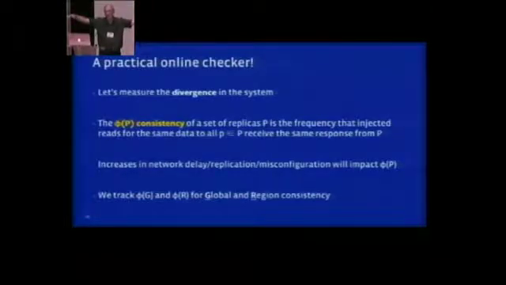And then you simply monitor whether any of these caches deviate, so they don't have the same value. This is what we call phi-p consistency. And what we'll see is that an increase in network delay, replication, or misconfiguration will immediately change this metric. And so let's do this.